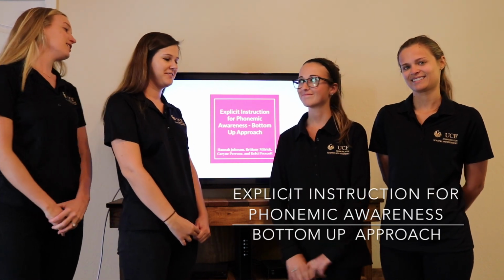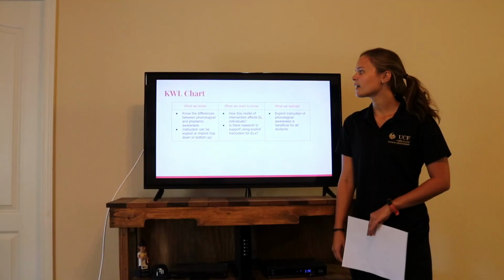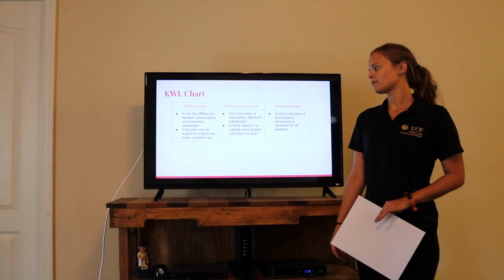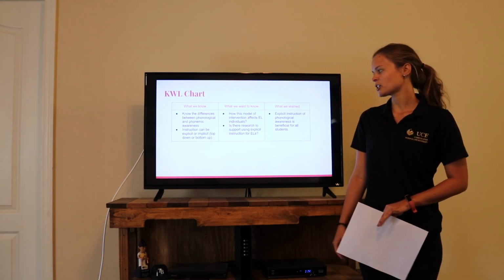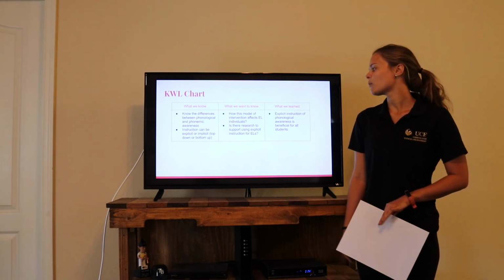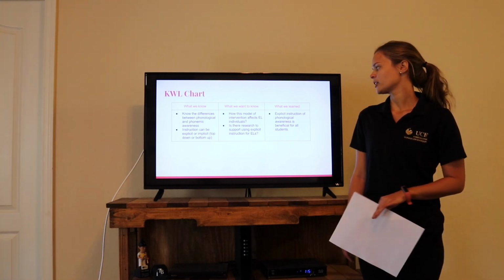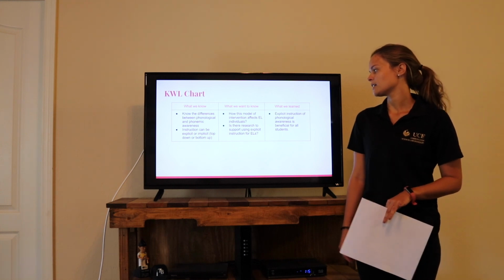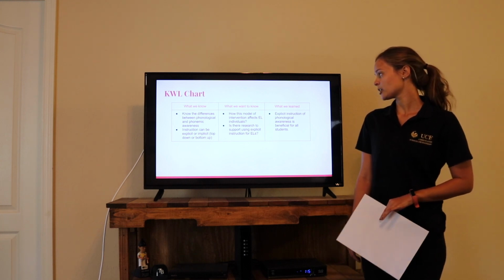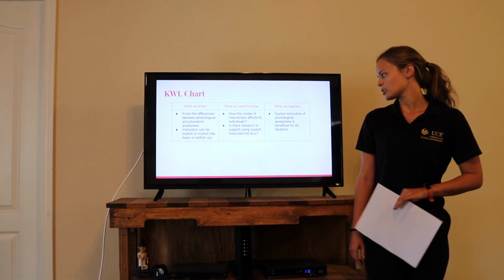We're doing our project on explicit instruction for phonemic awareness, the bottom-up approach. So our KWL chart, what we know is the differences between phonological and phonemic awareness, and that the instruction can be explicit or implicit, top down or bottom up. What we want to know is how this model of intervention affects English learning individuals, and is there any research to support using explicit instruction for English learners. What we learned is that the explicit instruction of phonological awareness is beneficial for all students.